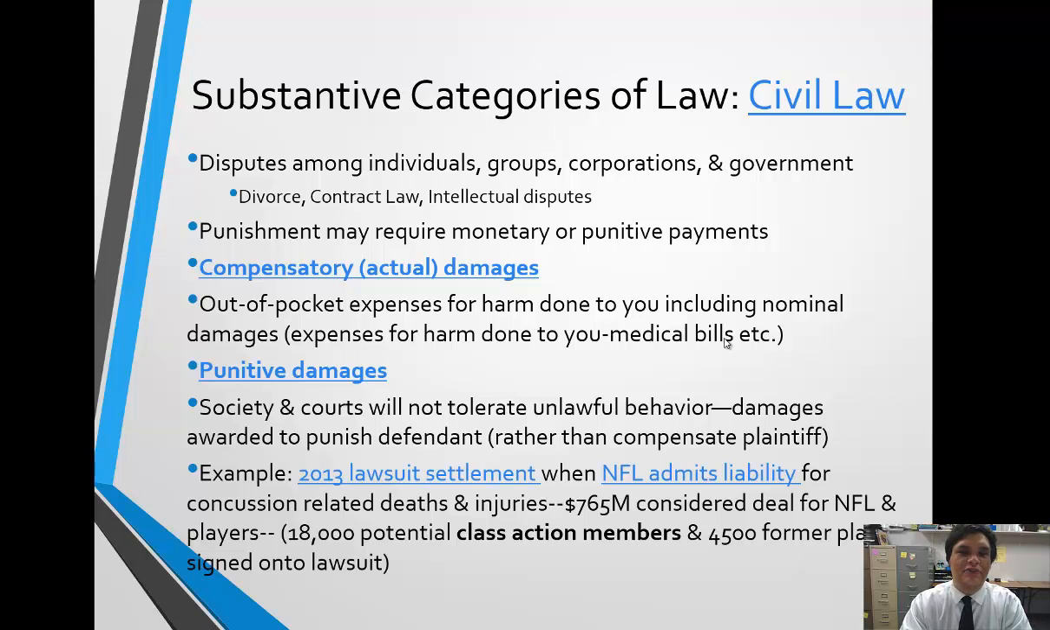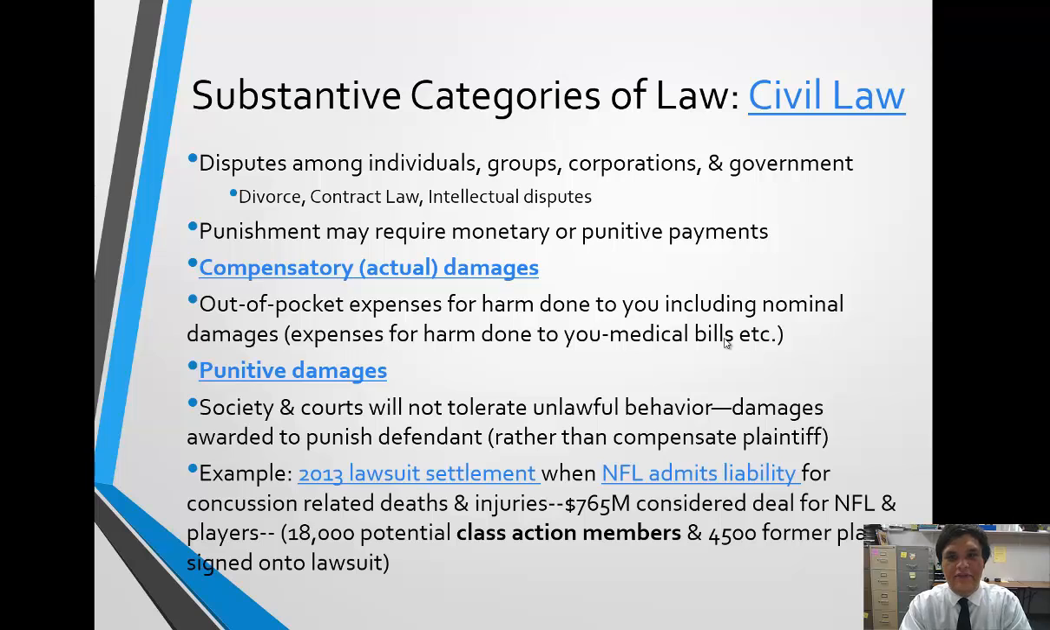This is usually paying some sort of damage to another party, compensatory or actual damages. Out-of-pocket expenses for harm done to you, including nominal damages, so expenses for harm done to you, medical bills, etc., things like that. Punitive damages, on the other hand, tend to handle a lot more societal things. Society and courts will not tolerate unlawful behavior. The damages are awarded to punish the defendant rather than compensate the plaintiff.